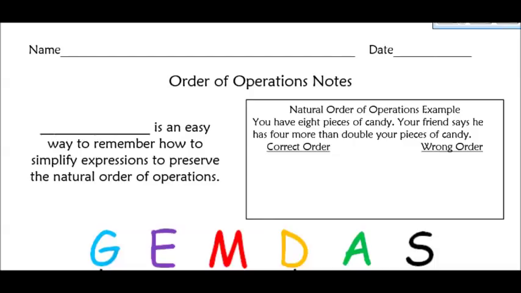Okay, so here we're going to be talking about order of operations. When I talk about order of operations, I'm saying the order that I need to do a problem in when there's more than one operation. So addition, subtraction, multiplication, division, exponents, squaring something, cubing something, raising something to the fourth power, parentheses, square roots, absolute value, those are all operations. And we just have to do them in a certain order to preserve the natural order of operations.